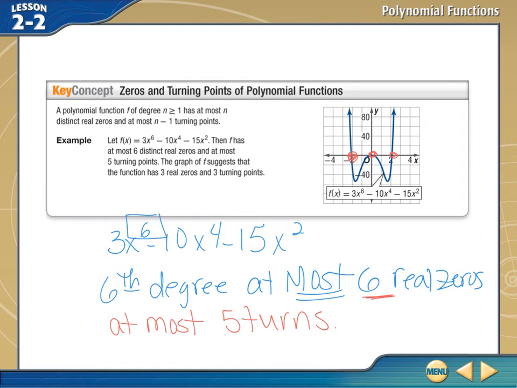And let me use another color. Let me use yellow to show the turns. So here's where it turns here, and it turns right here, and it turns right here. If you look, those are your places, your extrema. But we like to think of it as if you're driving. So this is me, and I'm driving, and I have to make a turn because I'm going in a different direction now. And I get up here and I make a turn, and I'm going into a different direction and I make a turn. So this one particular graph has 3. At most, it can have 5.